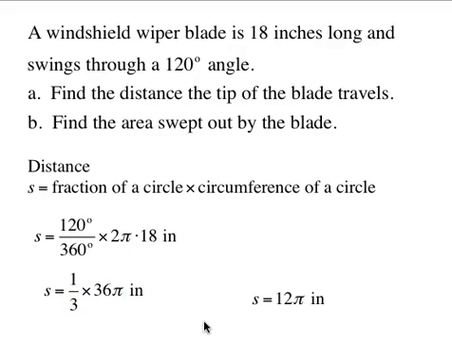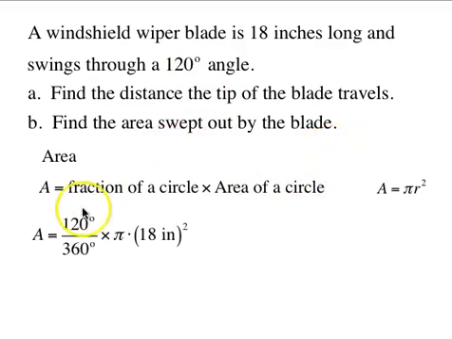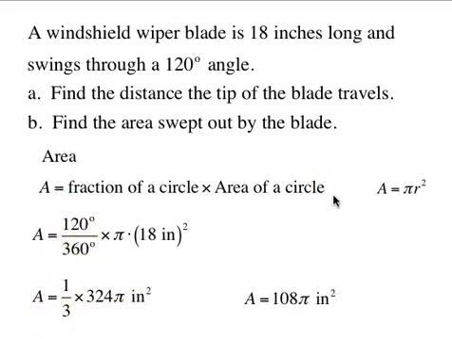Now the area swept out by the blade, again thinking of a piece of pizza cut through the center, is also going to be the fraction of the circle times the entire circle. So the fraction of the circle here again is 120 divided by 360, but the area of the circle is pi r squared. Recall that, pi times the radius squared. So our area here is going to be 120 degrees divided by 360 degrees times pi times the radius squared. 18 squared is 324. So you have 324 pi square inches. 120 degrees divided by 360 degrees is a third. And we get 108 pi square inches.